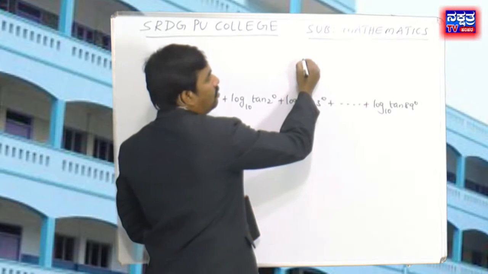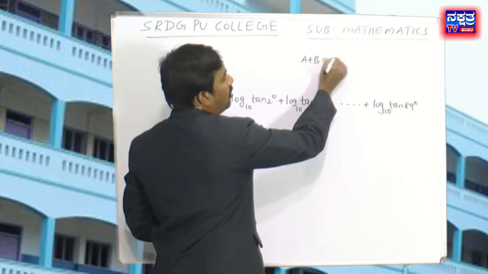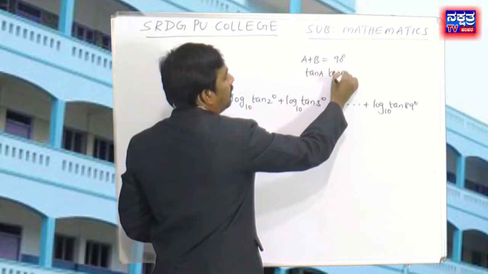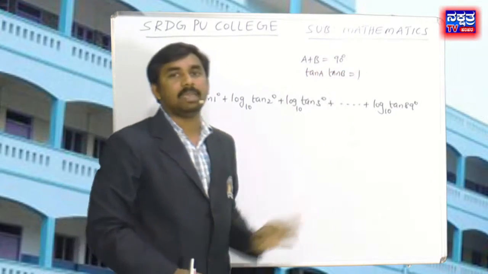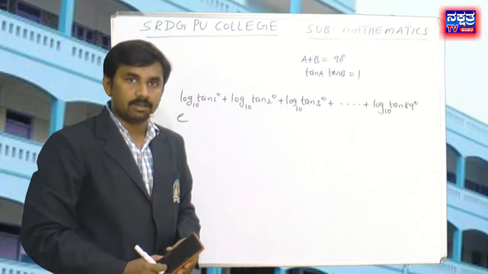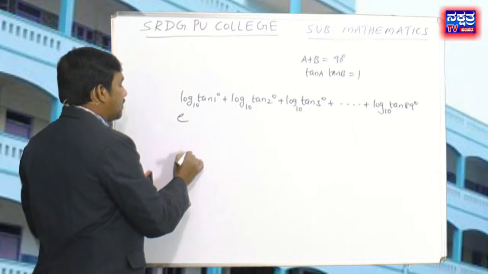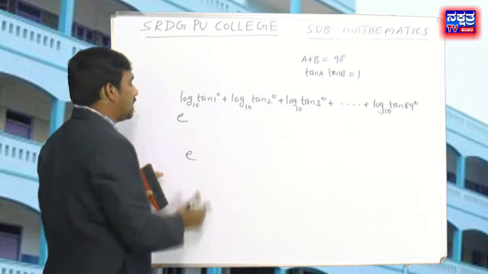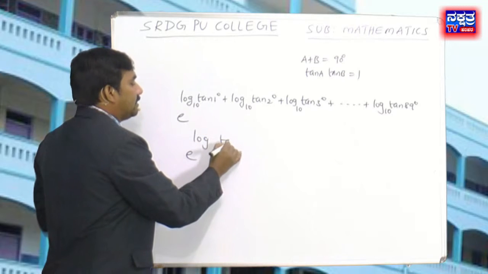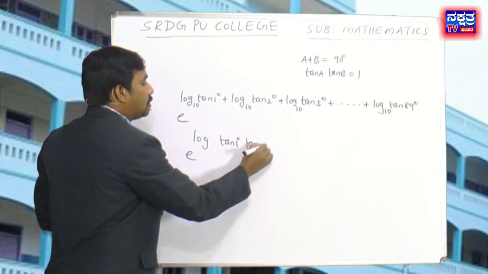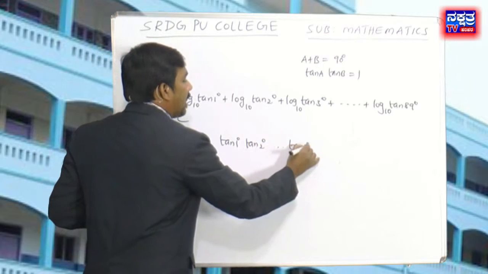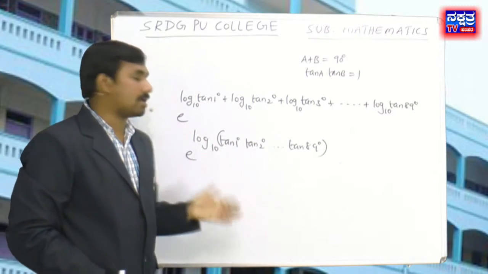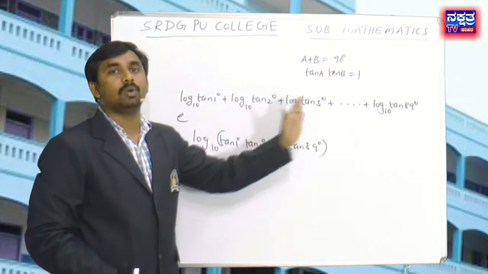So here is one more small shortcut. If A plus B equals 90 degrees, then tan A into tan B equals 1. Not only tan A, tan B, you can take cot A into cot B also as 1. By using that result, and the logarithmic formula, log A plus log B plus log C, so on up to however many terms, you can take that many terms as a product: log of tan 1 degree into tan 2 degree into so on tan 89 degree, base 10. So log A plus log B is log AB. This is the basic formula. You can extend this up to n terms also.